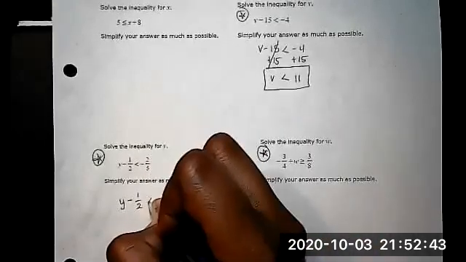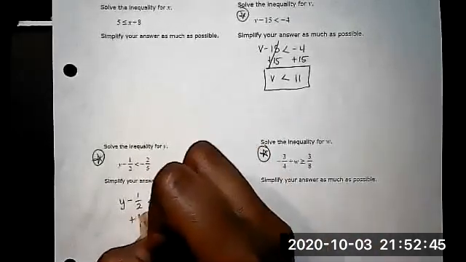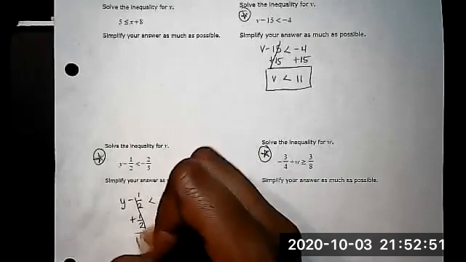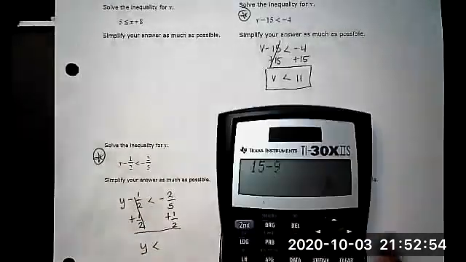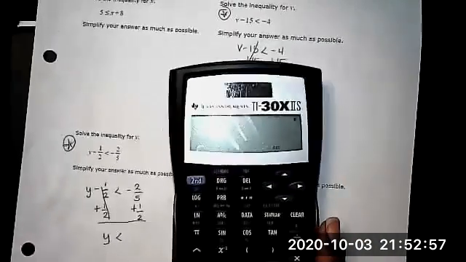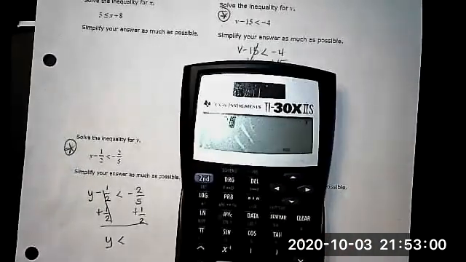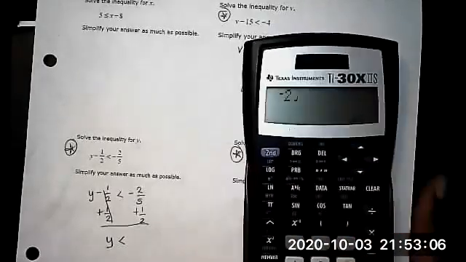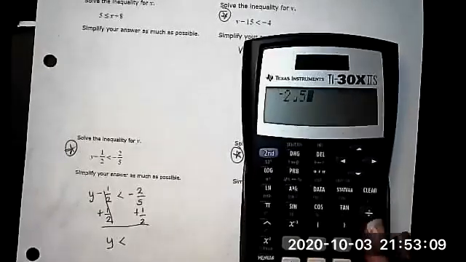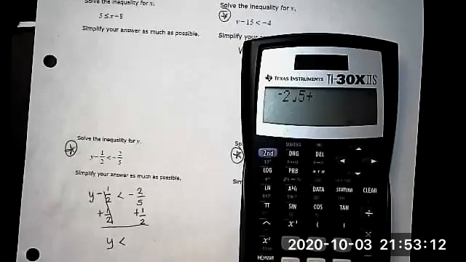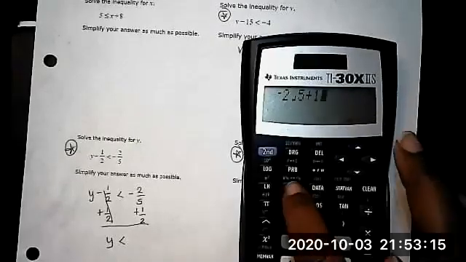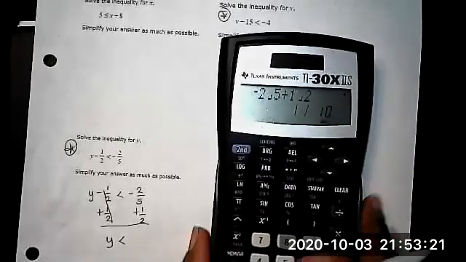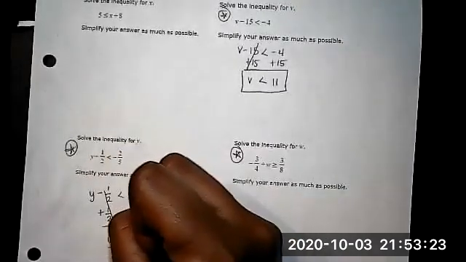y minus 1/2 is less than -2/5. If I had to add 1/2 to both sides, I could easily put that in my calculator, and I'm not going to be flipping anything because I didn't multiply or divide by a negative. So for this one, it will be -2. Remember, instead of divide, I'm going to push the ABC button, and it will give you a little backwards L, and a 5, plus, and then I'll push 1, the ABC button, and 2, and it should give you your answer in the form of a fraction, which is 1/10. So your answer is y is less than 1/10.